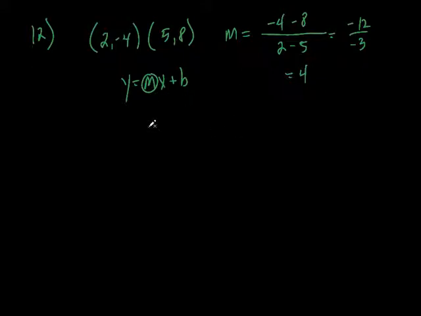What would you rather do? Would you rather use the point slope form or just plug them into this? Just plug it into this? All right, that's fine. So what are we going to do? What are we going to put in for the x and the y here? Pick a point. Right, pick one of them. It doesn't matter which one.